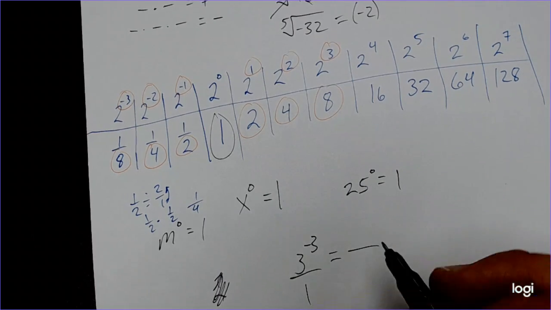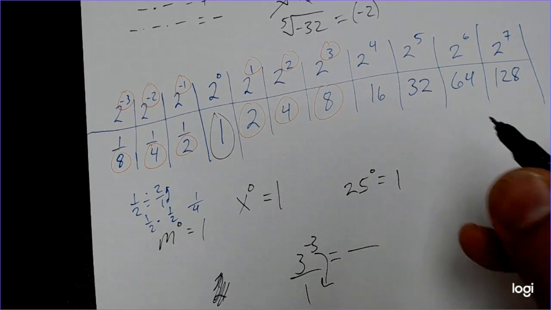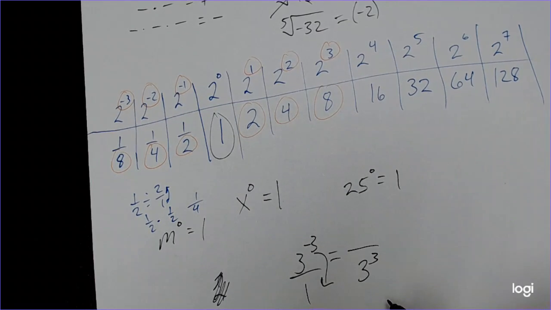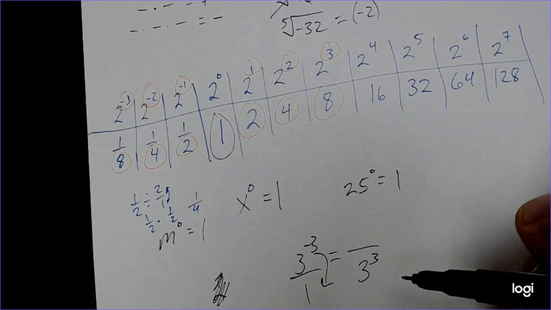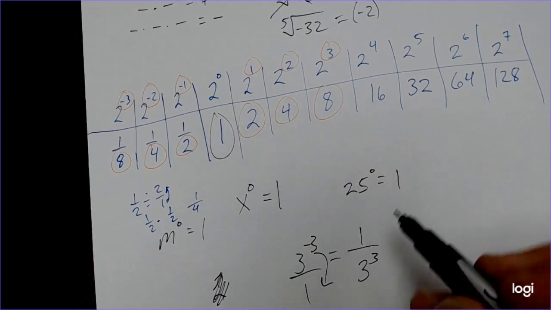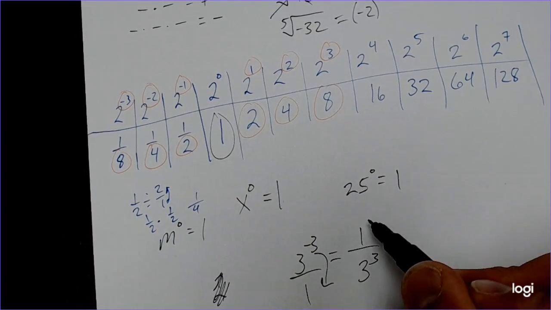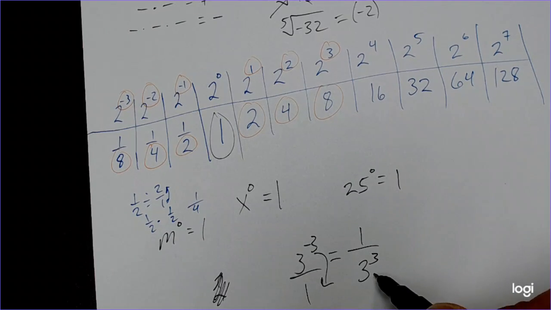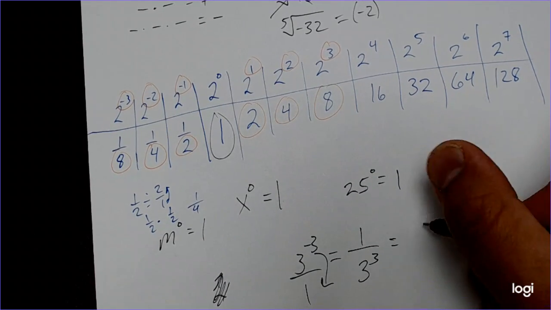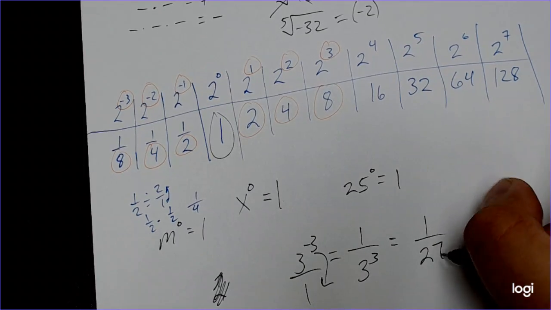To make it positive, I am going to move this down to the bottom, right? And so then it becomes 3 cubed in the denominator. Now, some of you are wondering, what happened in the numerator? Well, it's just going to be 1. So now I rewrite this as 1 over 3 cubed. I simplify 3 cubed. 3 times 3 is 9, times 3 is 27. So my final answer will be 1 over positive 27.